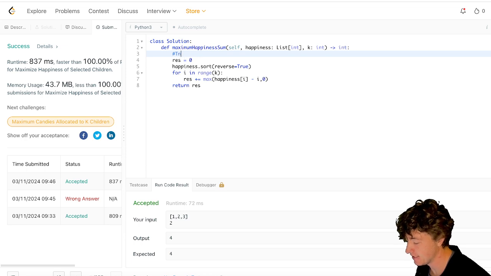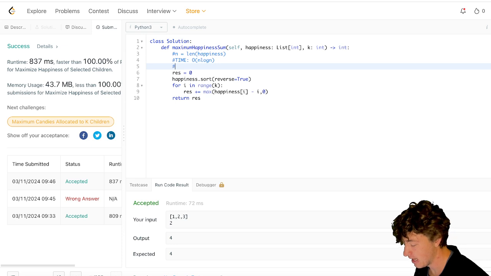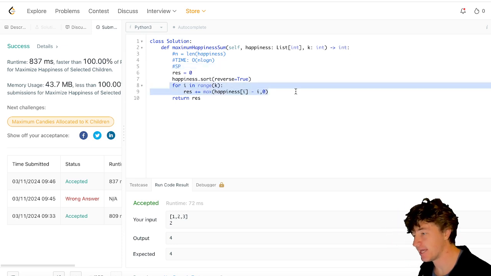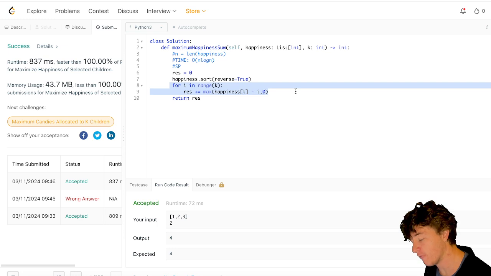Okay, so what is the space and time complexity of this problem? Let's say n is the length of happiness. For the time, we have to sort happiness, so that's n log n time to sort. And then we look at a range of k. But k can never be greater than n, because you can only choose as many people as there are.